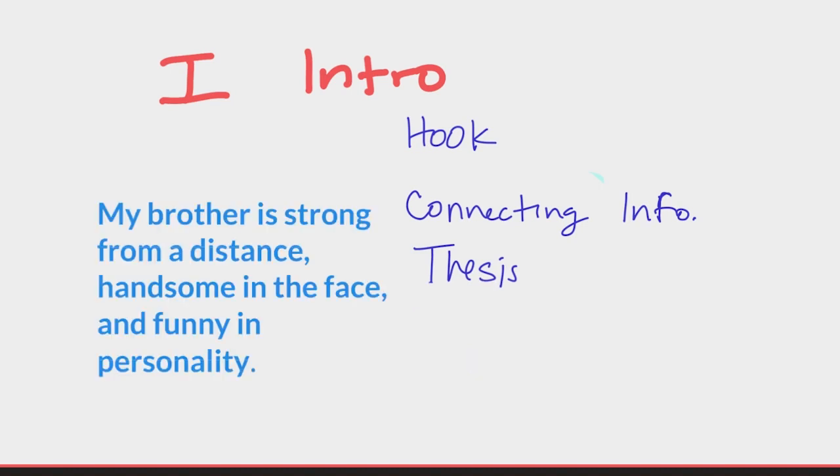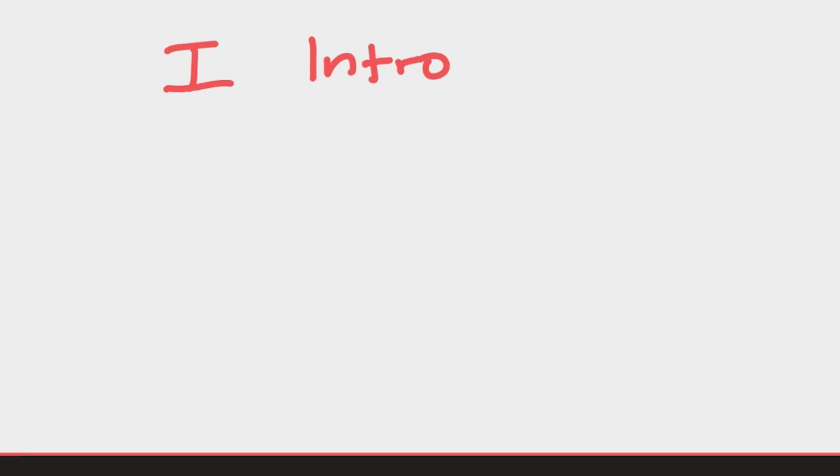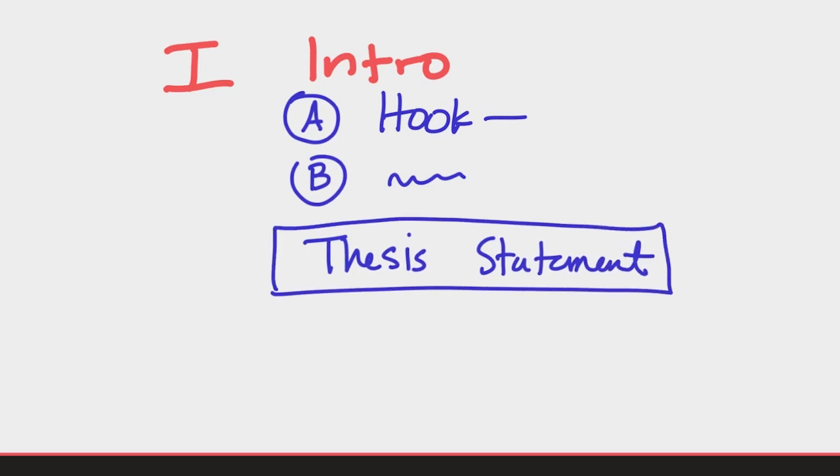So for a quick review, this is a direct thesis statement, which we do not want. We want an indirect. This one is an indirect thesis. So your introduction. If you have an idea for a hook, go ahead and put that in. That would be your A. If you have an idea for some connecting information, you can write it. That will be your B. But you should write your thesis statement. Remember to make it indirect. This will be a complete sentence.